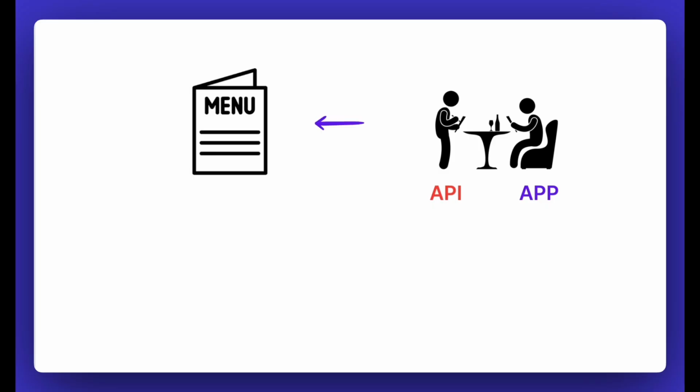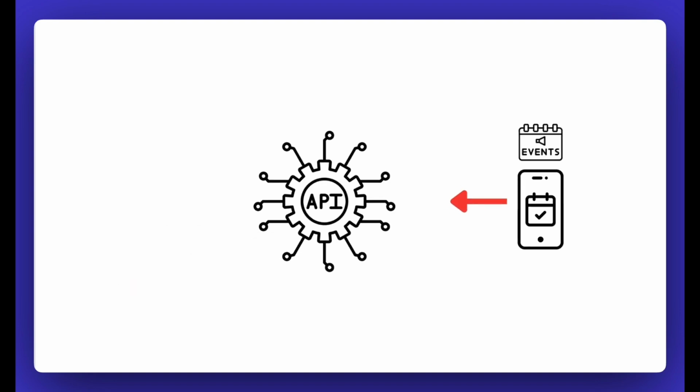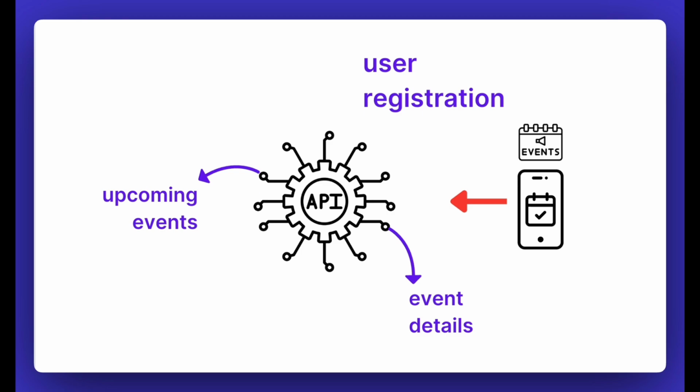The menu in the restaurant is divided into different sections, like starters, desserts, and drinks. Just like how you might have a section of the menu for starters and another for desserts, an API has different endpoints for different types of data or operations. For example, in an events app, you might have an endpoint for upcoming events, another for event details, and another for user registration.